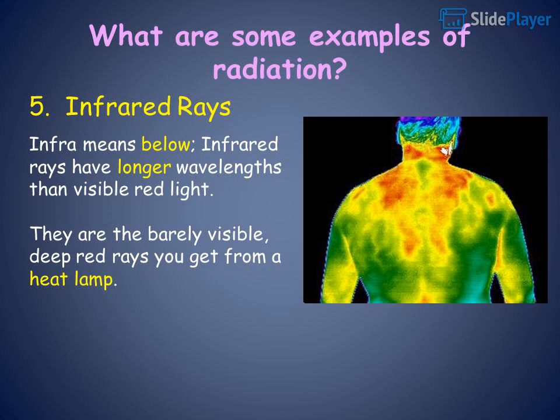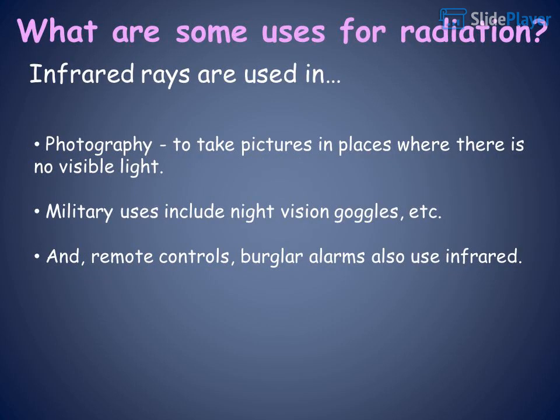What are some examples of radiation? 5. Infrared rays. Infra means below. Infrared rays have longer wavelengths than visible red light. They are the barely visible, deep red rays you get from a heat lamp. What are some uses for radiation? Infrared rays are used in photography, to take pictures in places where there is no visible light. Military uses include night vision goggles. Remote controls and burglar alarms also use infrared.